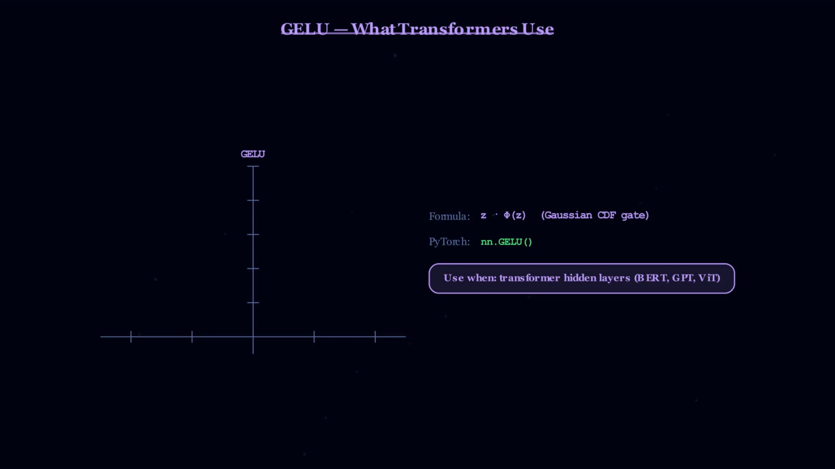When to use: Transformer architectures, BERT, GPT, ViT, as a direct drop-in. Also worth trying in feed-forward networks when ReLU or Leaky ReLU underperforms. Slightly slower than ReLU due to the tanh computation.